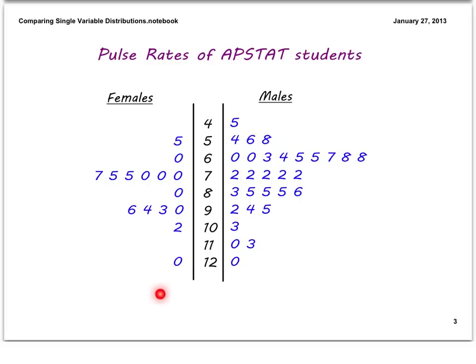Now, on the left-hand side with females, we do the same thing. We just list the stems from right to left instead of from left to right. So there were no females that had pulse rates in the 40s. We had one female with a pulse rate of 55. When we get down here to the 70s, we had 3 with 70, 2 with 75 and 1 with 77. And notice that we're listing these from right to left as we go. And so if you start to look at the shapes of these distributions, then you get a feel for how they compare.